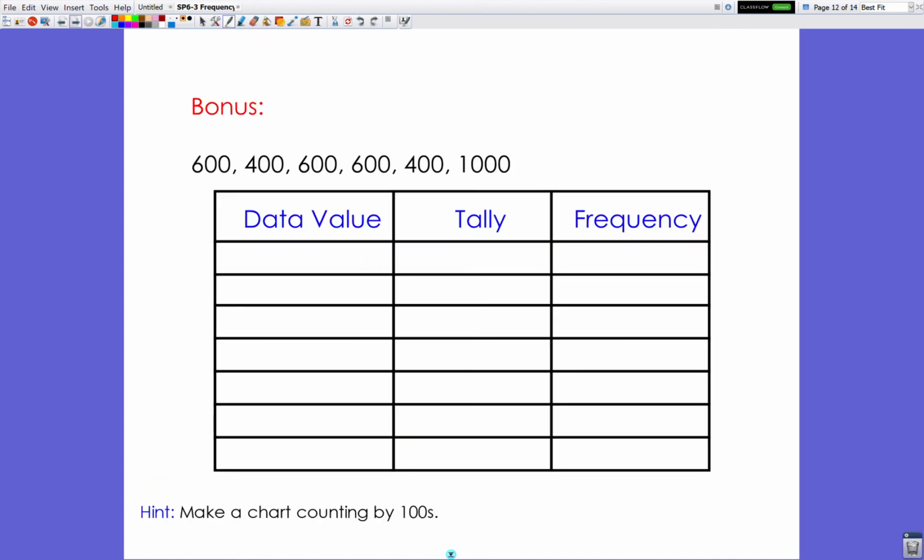Now here's a bonus problem. Go ahead and pause the video and try this out. When you're filling out your data chart, make sure that you recognize that you don't have to count by ones if your largest value is not in ones. Here it looks like our largest values are in hundreds, so you can make your chart by counting by hundreds. When you're ready, play the video and we'll go over the answer.